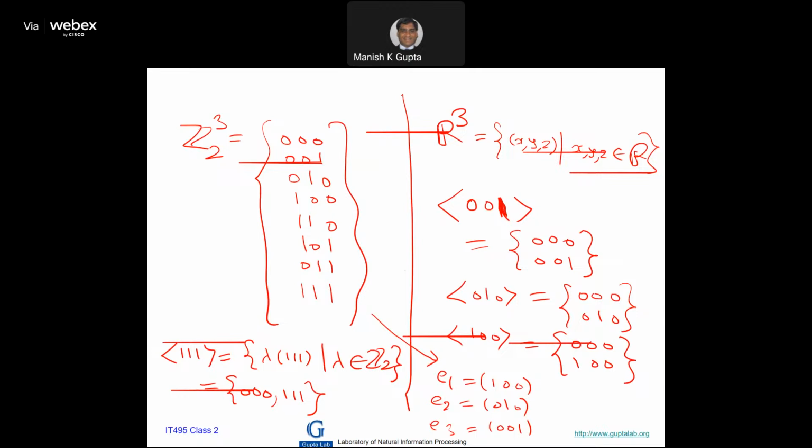Any question? Linear subspace means that if you take two elements in the subspace and take their linear combination, it is also in the space itself. It is closed with respect to linearity. Here we are talking about vectors, and these are the subspaces.